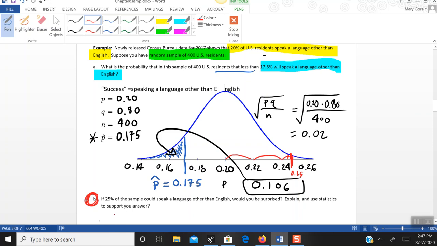So would we be surprised? My answer would be yes, because it is more than 2 SD from the mean. You could also do a Z-score here, a couple other approaches, but since we had this model already perfectly drawn out, I could just look at it and count the standard deviations. So that Z-score indeed would be bigger than 2, as we know, and that would be a surprising finding.